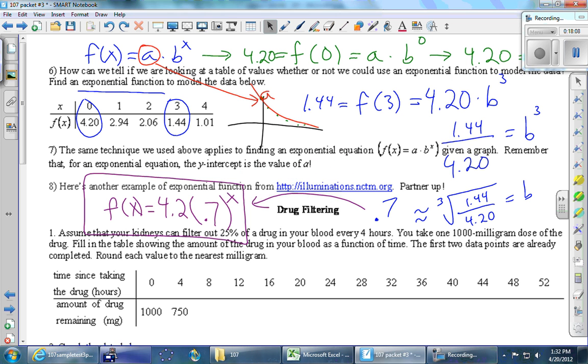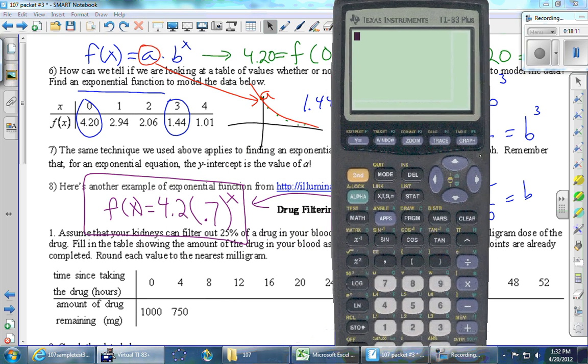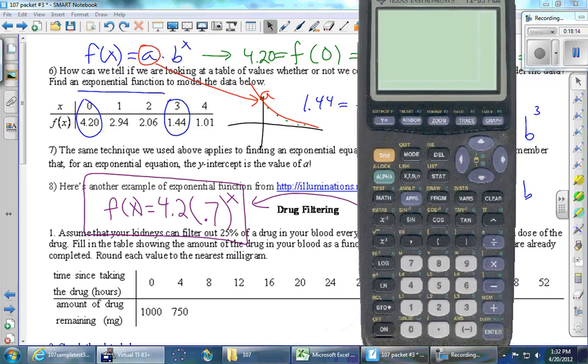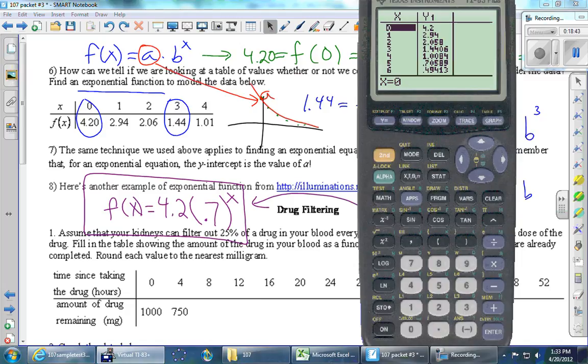Okay, you do not need to do this, but I just want to show you again, you have this really nice calculator here. It can kind of confirm some of what we just figured out. If I type in 4.2 times 0.7 to the x, and I'm just going to check my table, starting at 0 and going up by ones. What am I about to see if I look at the table? We should see those numbers that we were given. How's it look? Good.